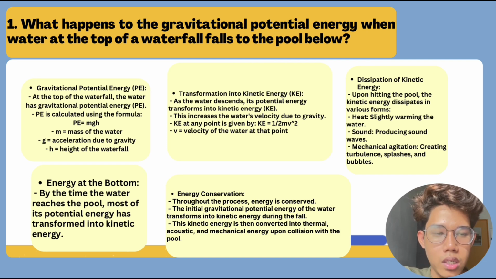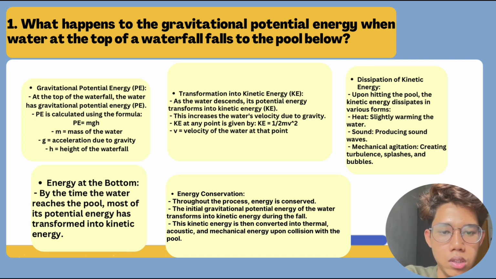Transformation into kinetic energy, KE. As the water descends, its potential energy transforms into kinetic energy. This increases the water's velocity due to gravity. KE at any point is given by KE equals 1/2 mv squared, where v is the velocity of the water at that point.